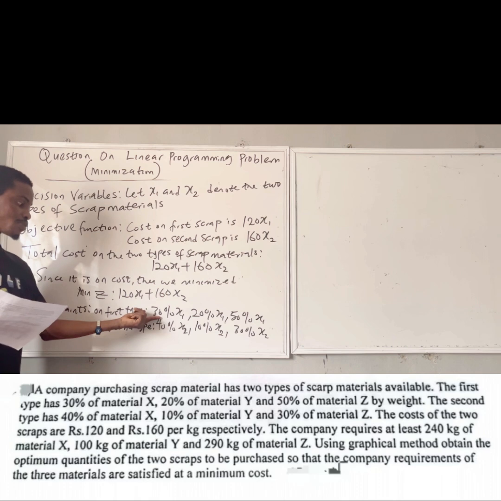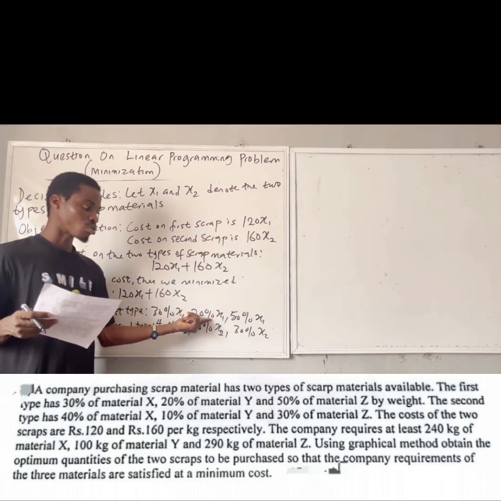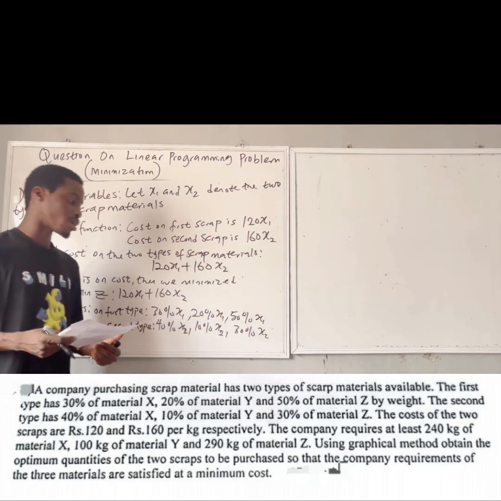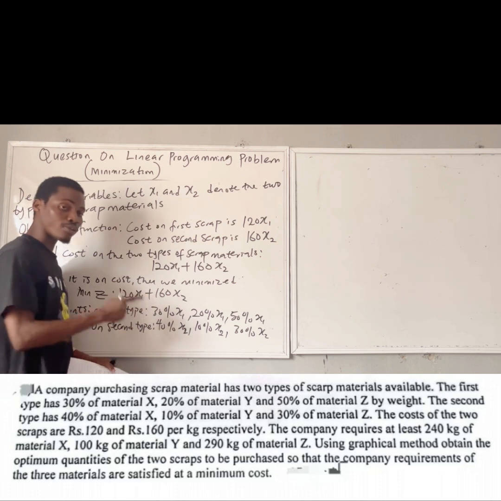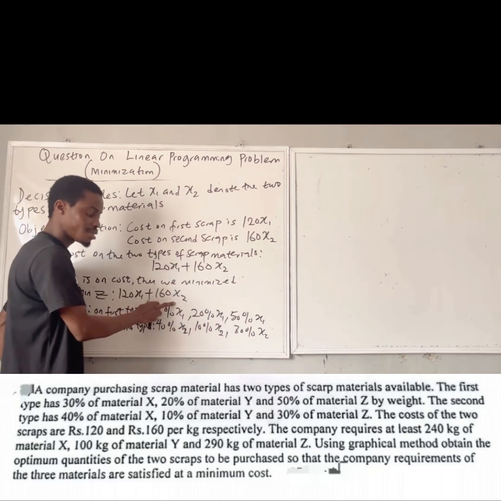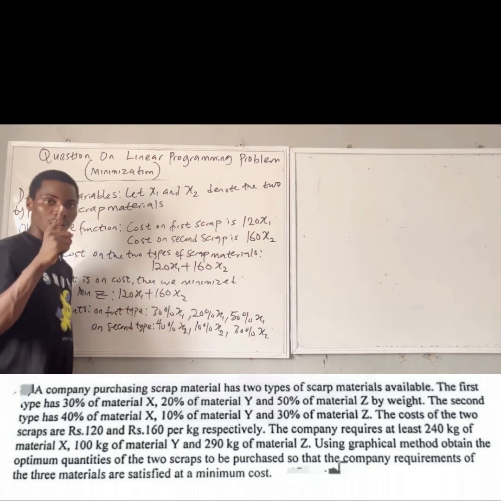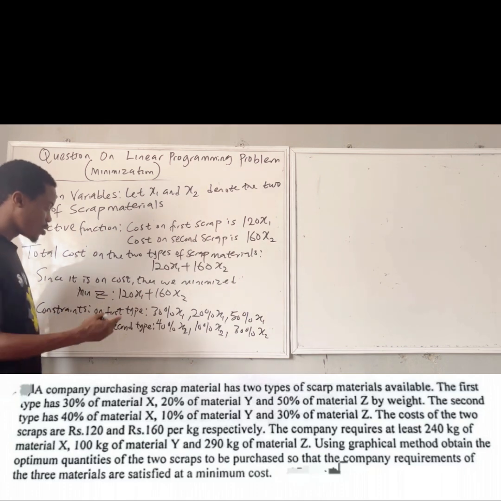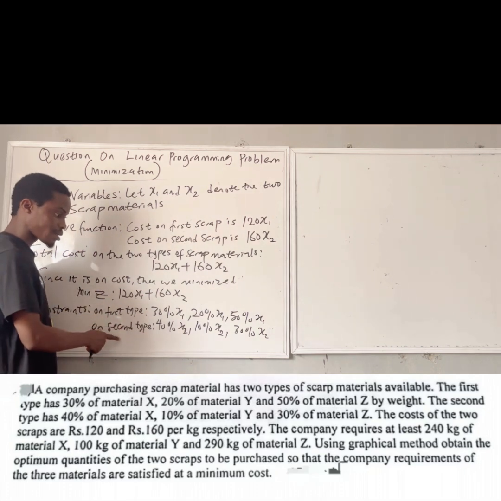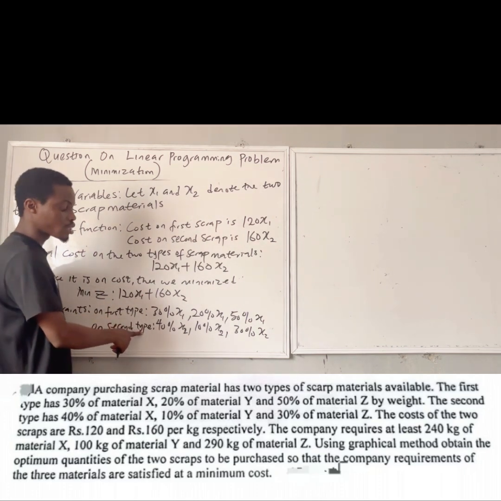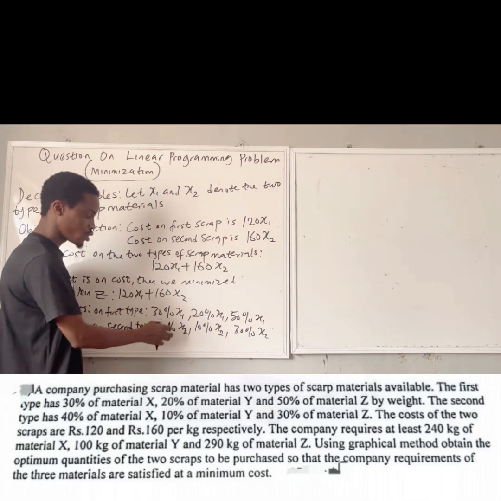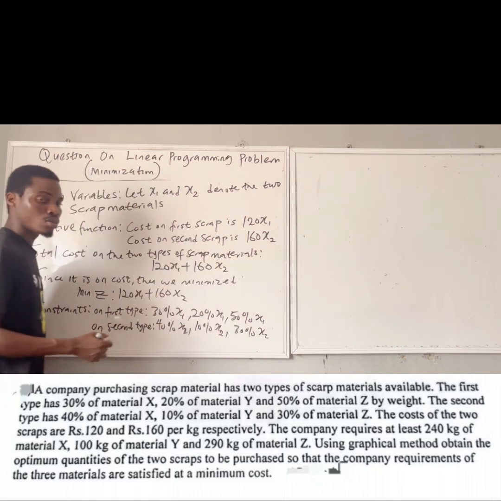The first scrap has 30% on X, 20% on Y, and 50% on Z. That is, on the first type of scrap we have X, Y, and Z, and our first scrap has been denoted as S1. On our second type, the scrap has been denoted as S2, which also has X, Y, and Z.